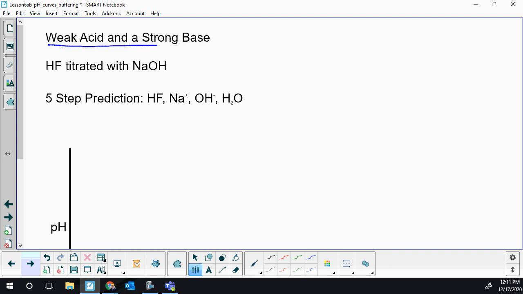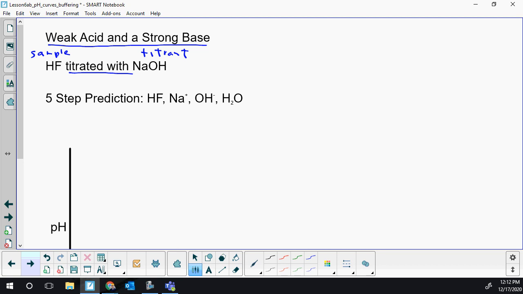So for this slide, I'm going to do an example of the general category of a weak acid and a strong base. In particular, I'm going to draw out what we get when we start with hydrofluoric acid and it's titrated with sodium hydroxide. This "titrated with" is key to pick up. What comes first is the sample, and what comes after it is the titrant.